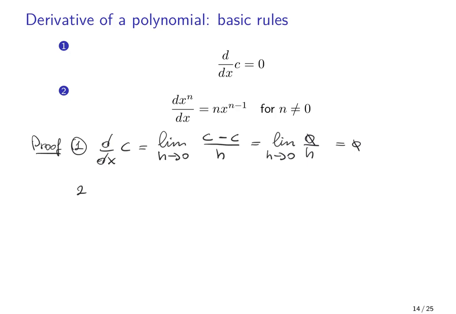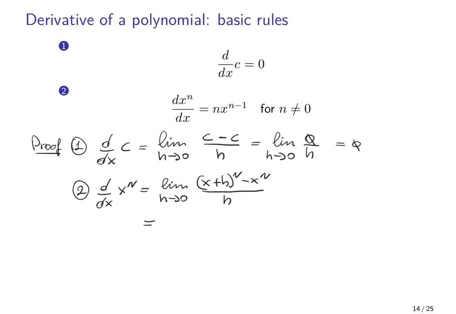Now the second rule is a little bit more complicated. If we have x to the power n and we take the derivative, then we will get n times x to the power n minus 1. Let's derive that. So ddx of x to the power n is limit as h goes to 0, x plus h to the power n minus x to the power n divided by h.